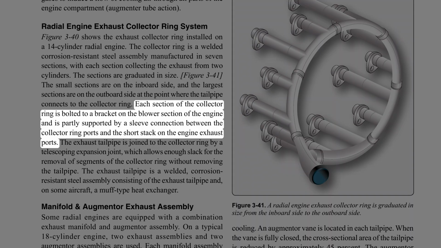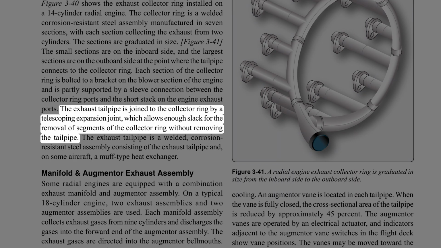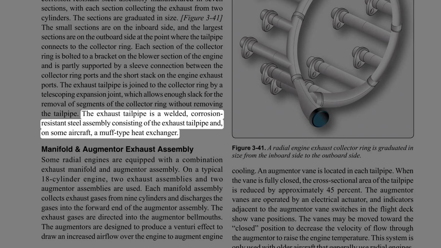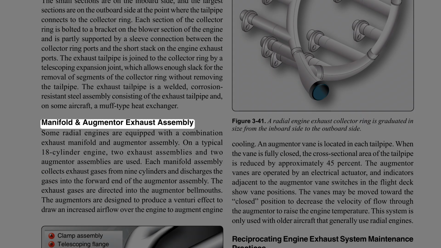Each section of the collector ring is bolted to a bracket on the blower section of the engine and is partly supported by a sleeve connection between the collector ring ports and the short stack on the engine exhaust ports. The exhaust tailpipe is joined to the collector ring by a telescoping expansion joint, which allows enough slack for the removal of segments of the collector ring without removing the tailpipe. The exhaust tailpipe is a welded, corrosion-resistant steel assembly consisting of the exhaust tailpipe and, on some aircraft, a muff-type heat exchanger.